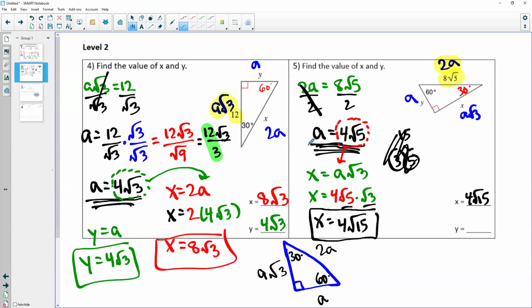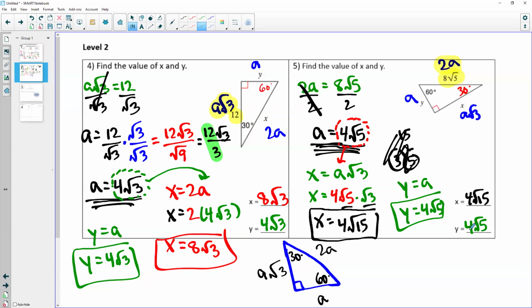And then we need to find y. Y is our side labeled as A. So if y is equal to A, we already know what A is. A is 4 square root of 5. That just means y is equal to 4 square root of 5. So our answer here is 4 square root of 5 for y.